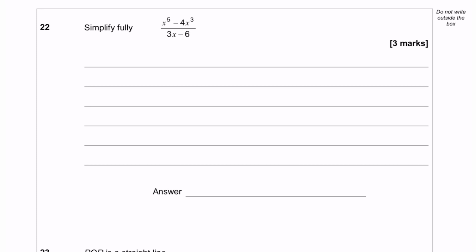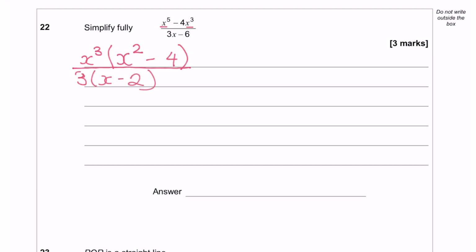Simplify fully. When you see something like this, you're going to think I've got to factorise. So let's have a look. Just take the numerator first, then the denominator. So let's take the numerator. What goes into x to the 5 and into 4x cubed? Well, it's going to be the x's. But how many? We're going to go with the lowest amount. So now to get to 5, we need 2 more. Then we've got minus 4.